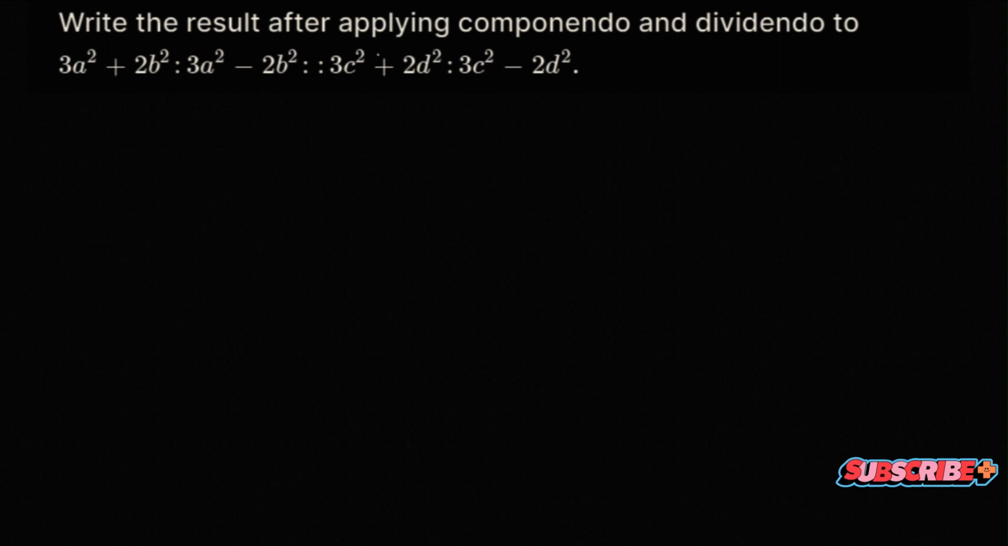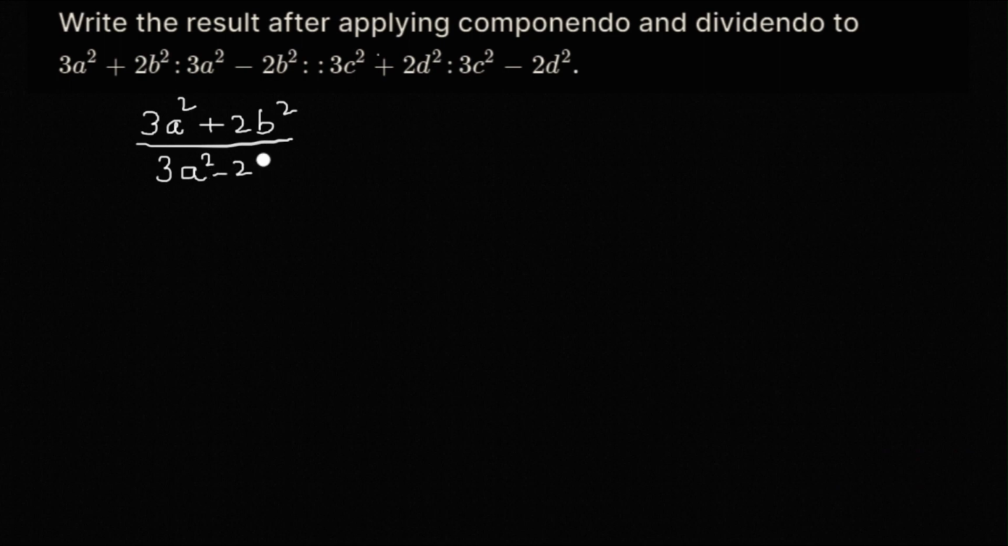So let's get started. Let's write the ratio as a fraction: 3a square plus 2b square over 3a square minus 2b square. It's a proportion, so we can write it as equals, 3c square plus 2d square over 3c square minus 2d square.